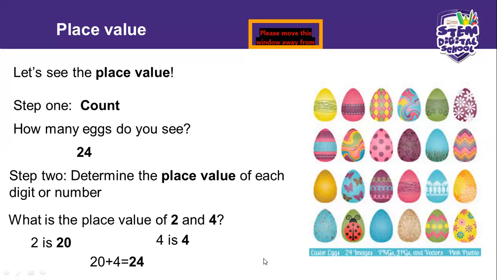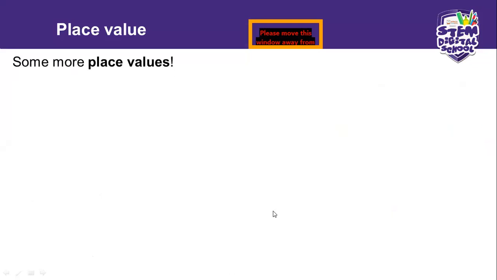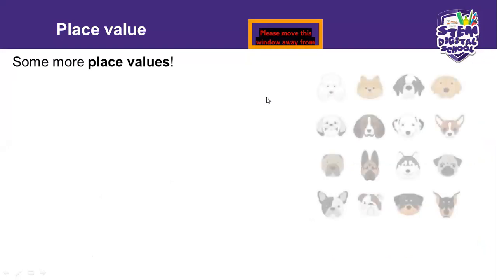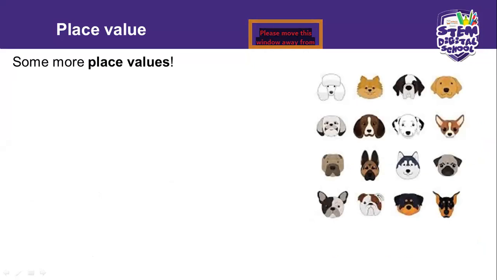All right, let's look at the next one. Let's have some more place values. Oh, there's a dog, and we've got dogs on the screen there. How many dogs do we have there? Anybody can tell me? Write it in the chat box. 16. I hear 16. Okay, let's count now in fours. 4, 8, 12, 16 dogs.